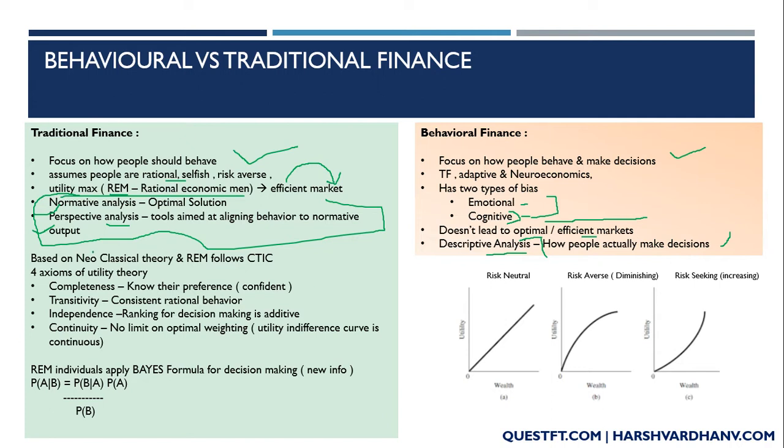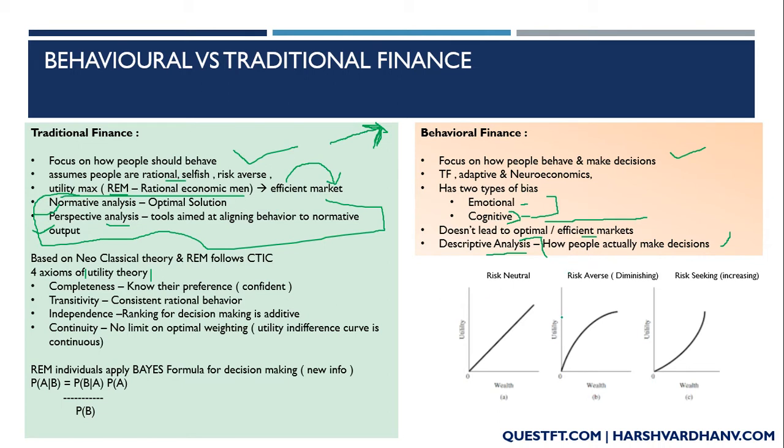Okay, so based on the neoclassical theory and REM, there are four axioms of utility theory. Now we know what utility theory is from L1 and L2. For a given dollar of investment, an investor will always seek the maximum utility. He wants the maximum return for that $1 at a given level of risk. So that is the concept of utility.